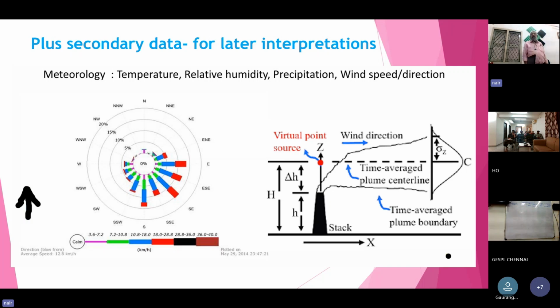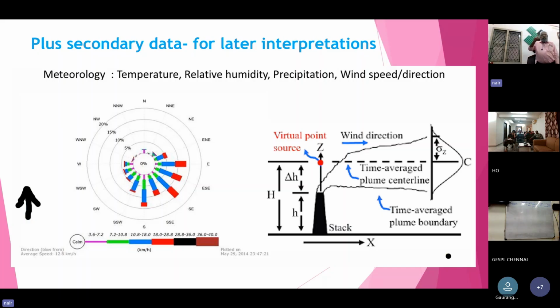There will be one more session, I think, separately for windrose diagrams. Then, taking this one, the interpretation, secondary data is required. Then another one, see this stack. In this stack also, I have seen the EIA reports many times. I have gone through them.